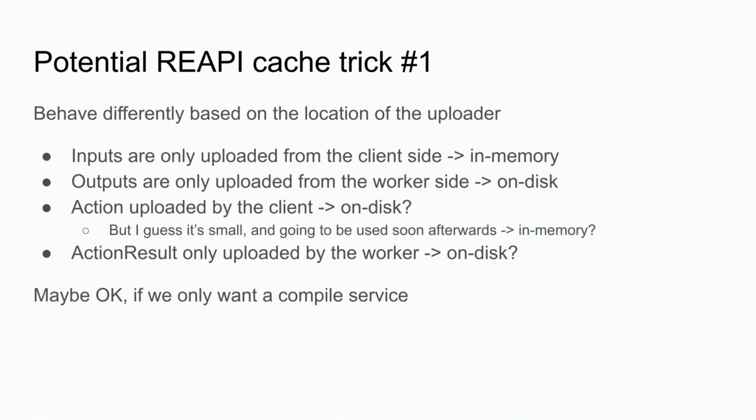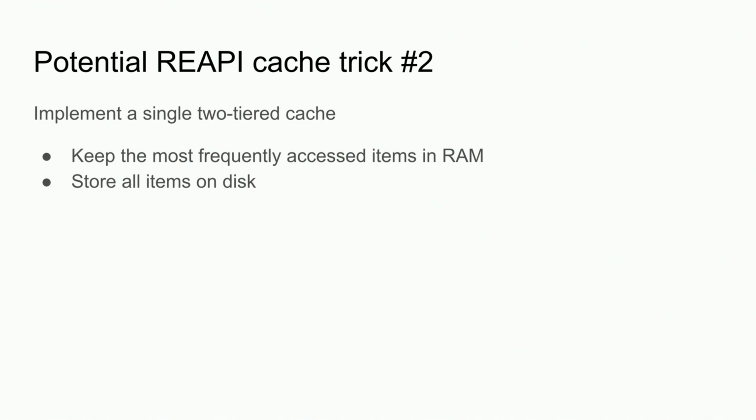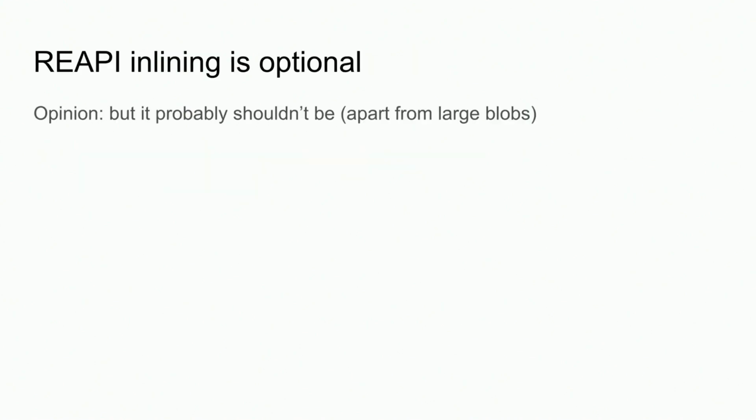And this could potentially work if we're only interested in a compile service. If our Goma backend, or our Goma/REAPI backend, doesn't need to be a general service, then maybe this is OK. On the other hand, maybe we could just add a fancier cache. We could have tiering. We could have an LFU cache where we put the most frequently used in RAM as well as on disk. We'll see.